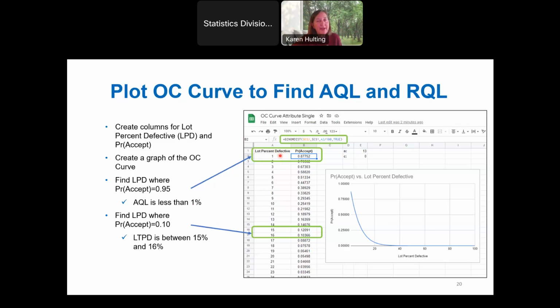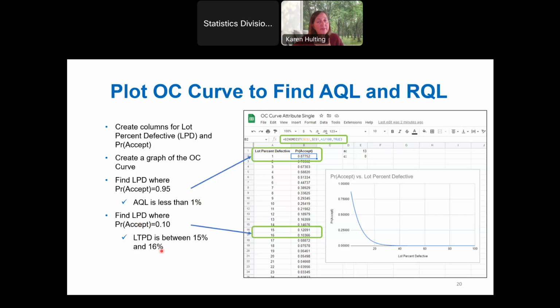In this case, it doesn't actually matter to set it to true because it's only accumulating 1 number. And so then to find the AQL, we need to find out where the probability of acceptance is 0.95. Now we see that at 1, it's already dropped all the way down to 0.87. So we know that our AQL is something less than 1%. If you need to know the exact AQL, then you would have to expand. You'd have 0.1, 0.2, 0.3, 0.4 in this column to really nail down what that AQL is. For my purposes, I just needed to know it's substantially less than 1%.